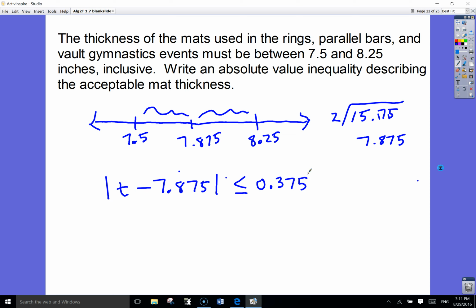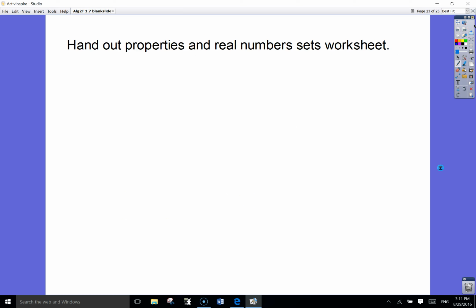Now, is there any point solving that? The answer is no, because we already know the answer. The answer is 7.5 is less than the thickness is less than 8.25. But this is how that relationship is represented with absolute value inequality. Okay, there's 2 homework problems that deal with those kinds of word problems, so I wanted you to see that.